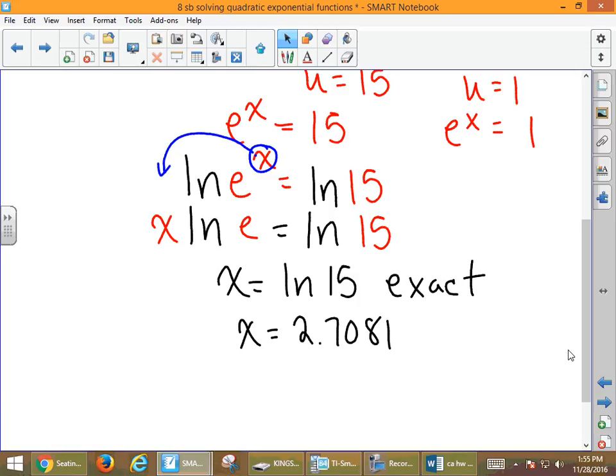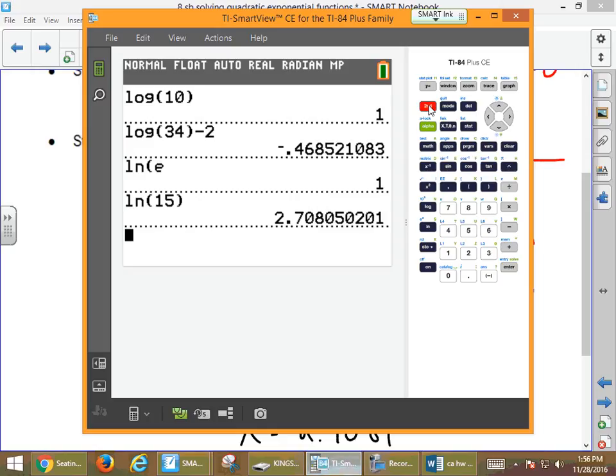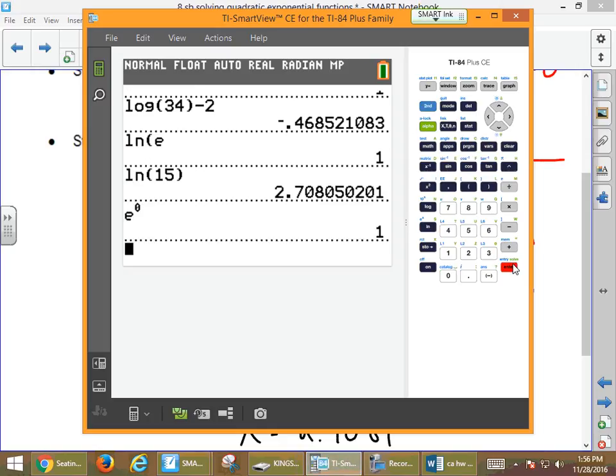Now, remember, we have e to the x equals 15, but we also have e to the x equals 1. Well, any number to this power equals 1. What is that number? And if you don't believe me, check it on your calculator. e to the 0 equals 1.